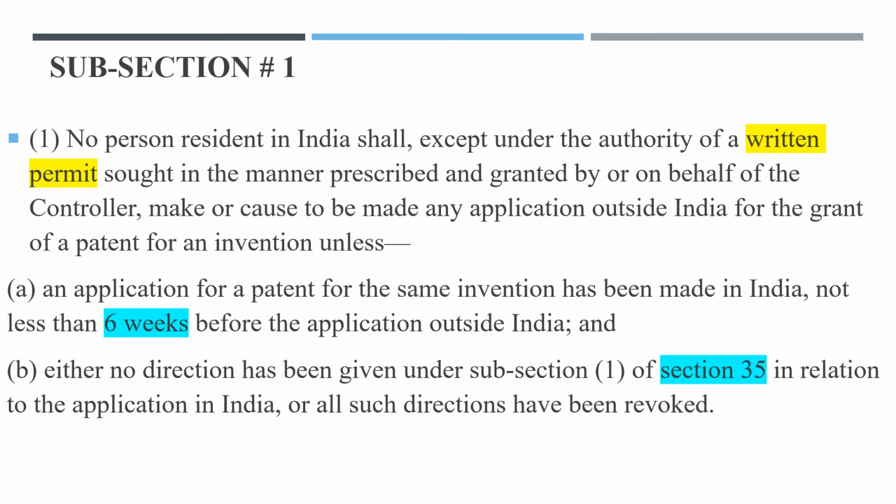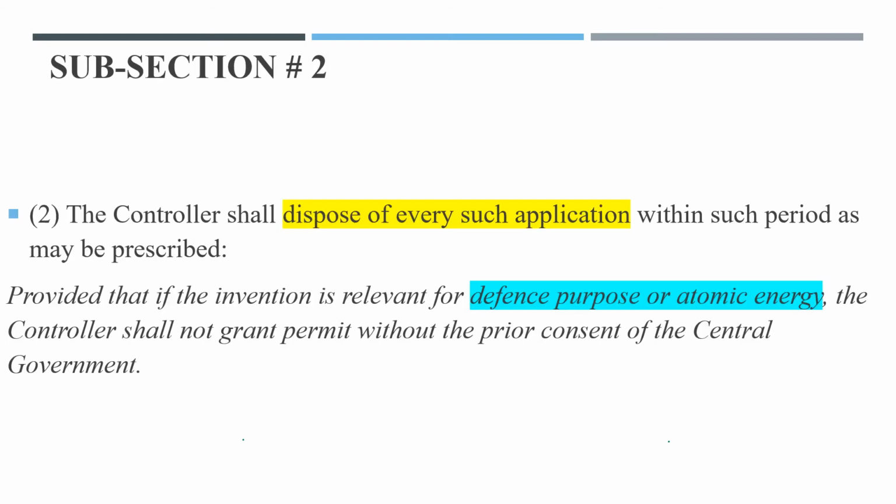So for clause B, we can say that Section 35 subsection 1 restricts the inventions coming under defense purposes. The criteria here is that the said application must not be restricted by the directions from the controller, or if directions were given earlier, they must have been revoked by the time of application. Okay, let us proceed.